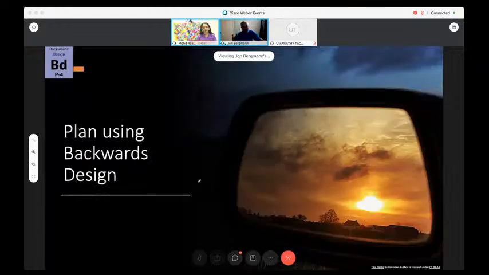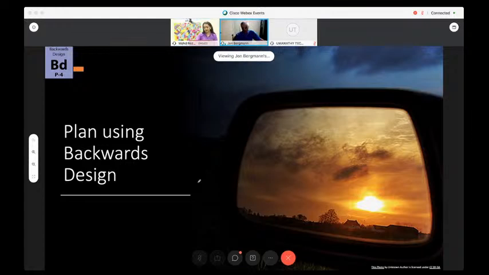The next one, I've lost track of, this is 3 or 4. Plan using backward design. That means that you start with the end in mind. What is your biggest goal? What do you want your students to learn? You have to ask that question.